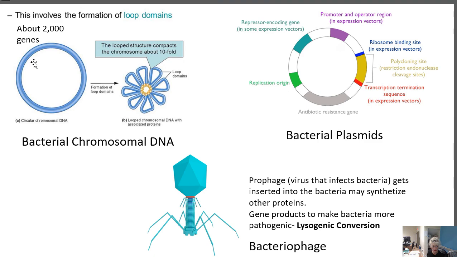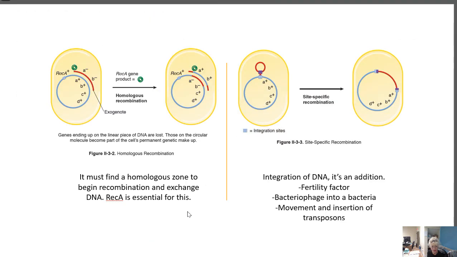So when we take a look at bacterial chromosomes and plasmids, we have a lot of loop domains, and we're not going to get into this too much because the bacteriophage can reproduce by any number of mechanisms depending on its structure. So let's take a look at this.